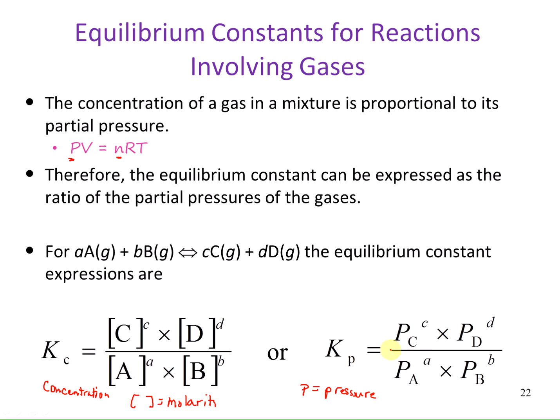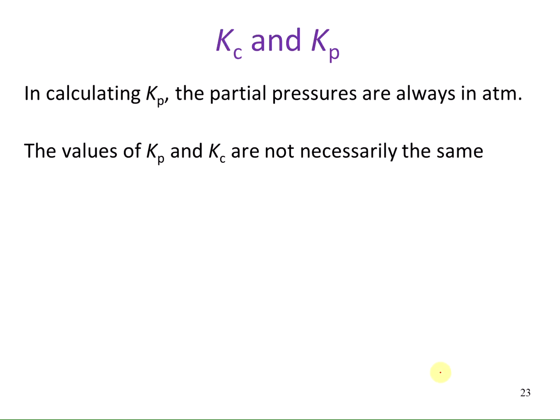So the Kp is still the products over the reactants, but instead of using the concentrations and molarities, we're going to use the partial pressures of the different gases. So the partial pressure of C, the partial pressure of D, the partial pressure of A, and the partial pressure of B. And we still use the coefficients to make the exponents. So the coefficient for D is still the exponent for D, and the same goes for all the other components of the reaction. In calculating the Kp, the equilibrium constant using the pressures, the partial pressures are always in atmospheres. So you have to be in atmospheres.